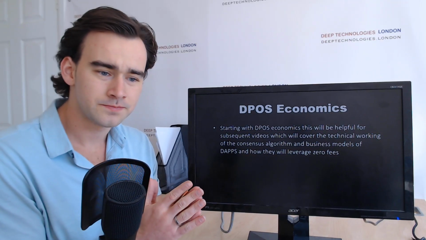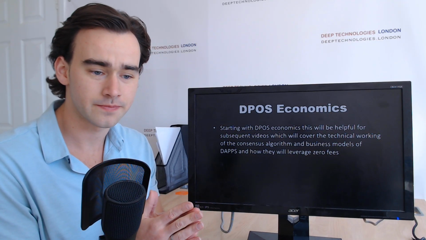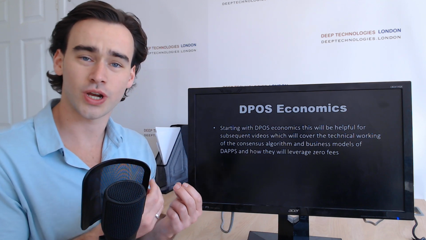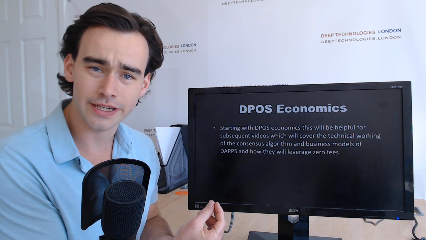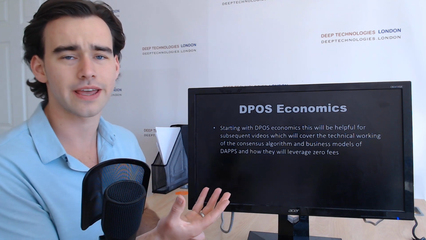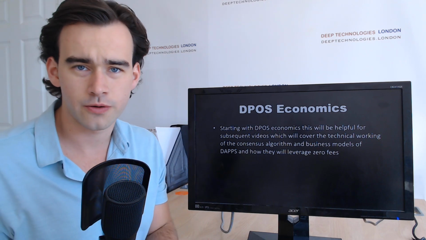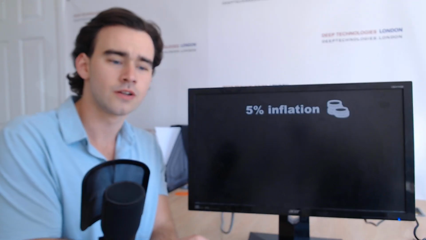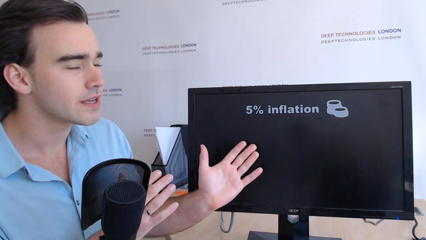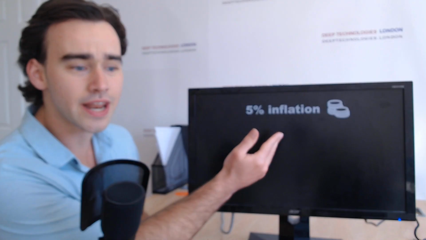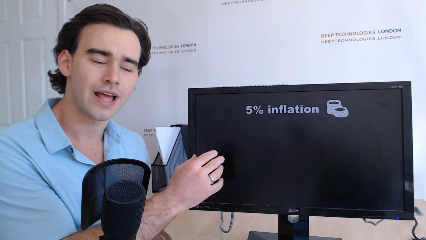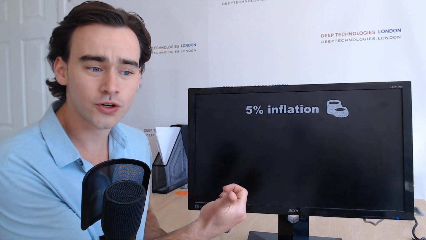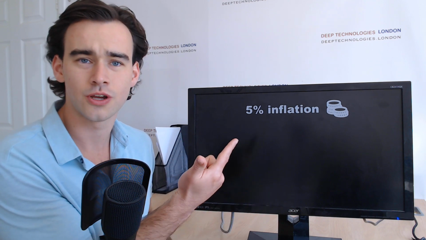So essentially, DPoS economics. It will be helpful to understand this before we get into more technical videos, because it gives us really great context of how things work from quite an abstract hierarchical point of view. Essentially, 5% inflation is the driving force behind the economics of EOS. It is this 5% that will be responsible for essentially everything that needs to be built out, from infrastructure to incentivizing parties to do good for the network.